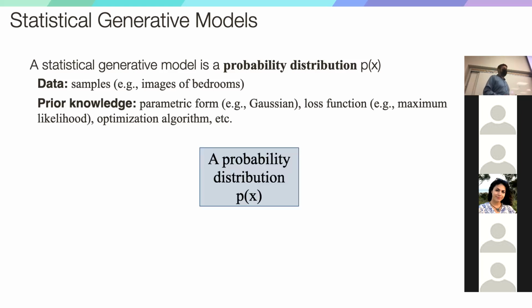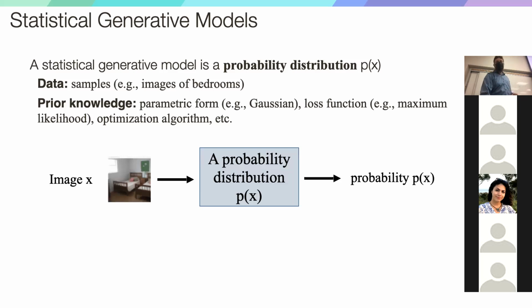Then, as I said, the generative model is that probability distribution P of X in the middle that assumes images or other forms of data as inputs and assigns probability to every possible image. Right?